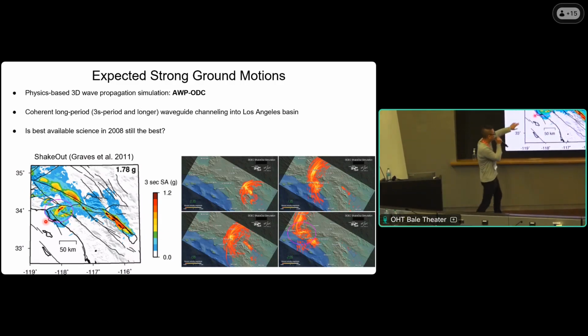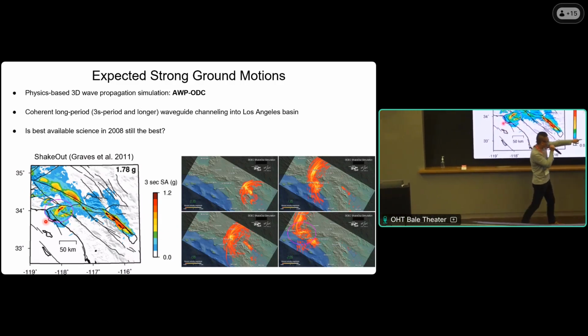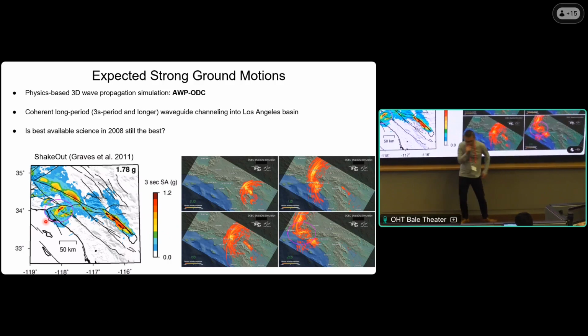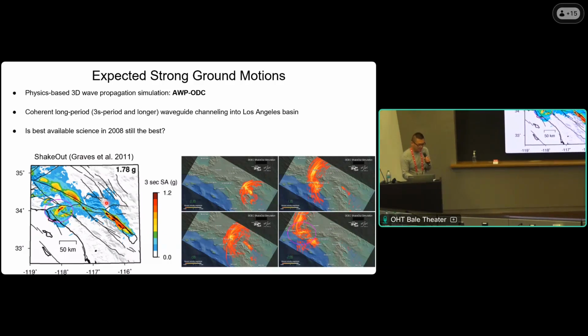That's what I'm highlighting right here. You can clearly see that here and also on the snapshots over here. That's what we call the waveguide effects. And if you look at the value, it can be as large as 1.78 g. That's acceleration at 3 seconds. The 3-second spectral acceleration corresponds to, I would say, around a 30-story building response. So you can imagine why this freaked a lot of people out at the time.